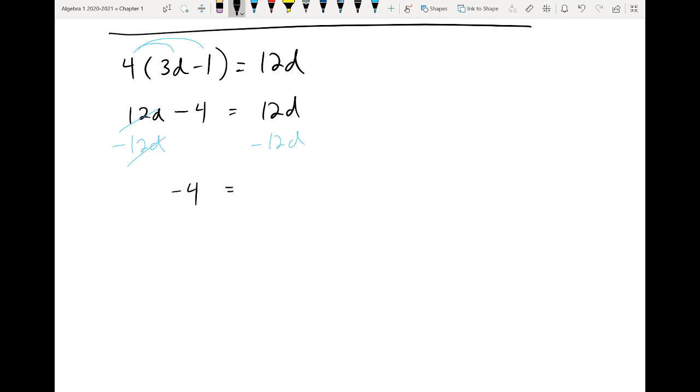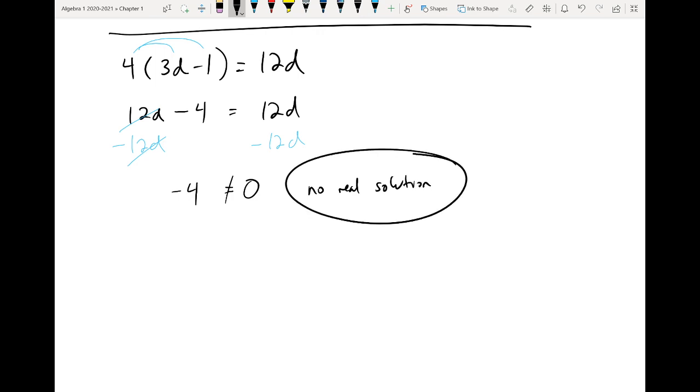If I take 12d and subtract 12d, I'm going to get 0. Gentlemen, negative 4 is not equal to 0. That does not make any sense, okay? This is not true. So because that's not true, this means that there is no real solution. And I want you guys to identify it that way. So anytime that it does not make sense, it doesn't compute.